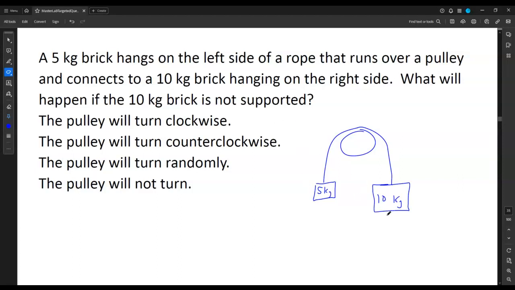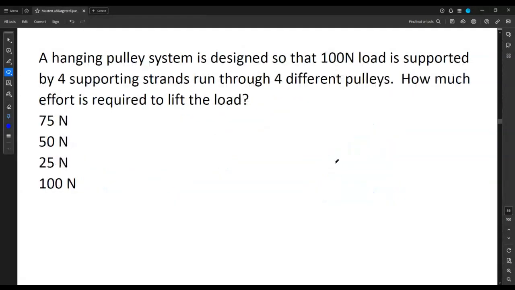If the 10 kilogram brick is not supported, so like if this was on a table, then it would just sit here, right? But if it's not supported by anything, nobody's holding it, it's not balanced with anything else, it's not on top of a surface, then think about what would happen. This is heavier, right? So it's going to create more clockwise torque, where this is going to have a little counterclockwise torque. So the little one's technically going to slow it down to an extent, but it's not going to make it stop. So we're going to have clockwise torque that wins.